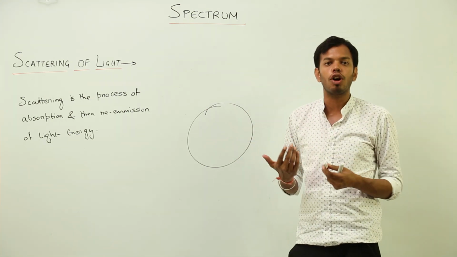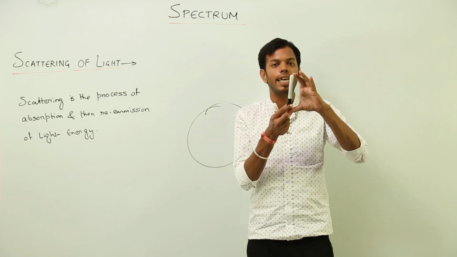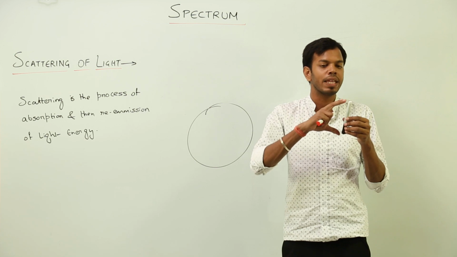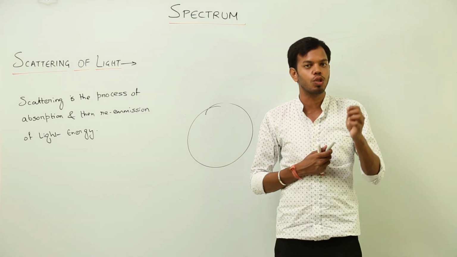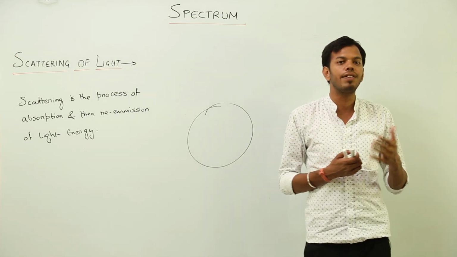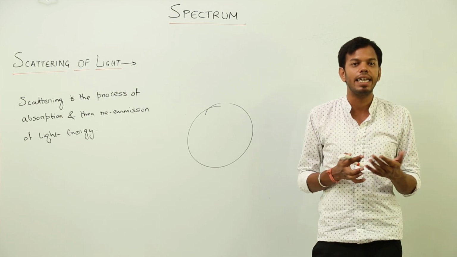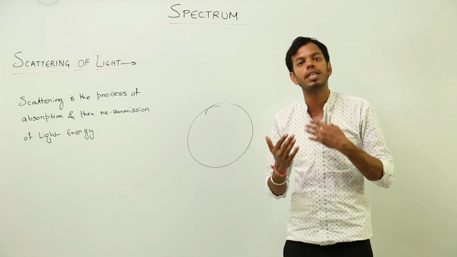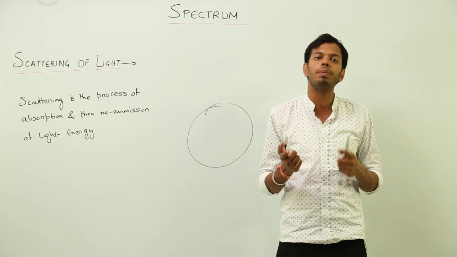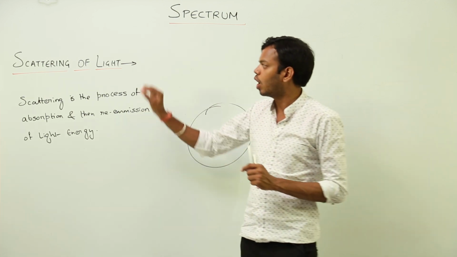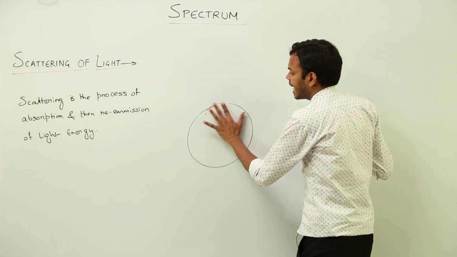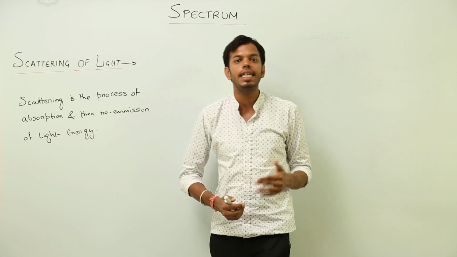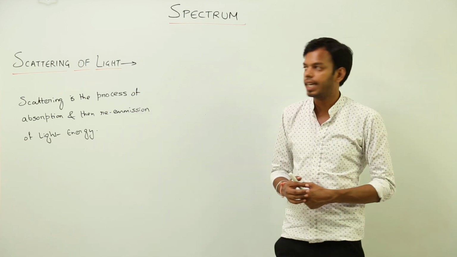This is exactly what happens when you shrink the size of an object on which a light wave is falling. The size will be so small that the whole light will not be reflected, rather it will be partially reflected. So some part of the light will be transmitted, whereas some part of the light will be reflected. That is called scattering. So scattering is actually the process of absorption and then re-emission of light energy.